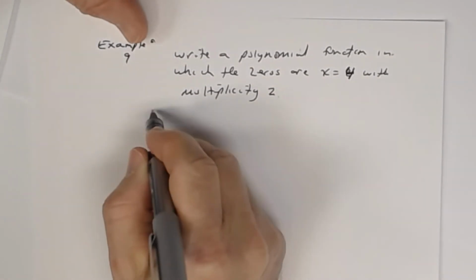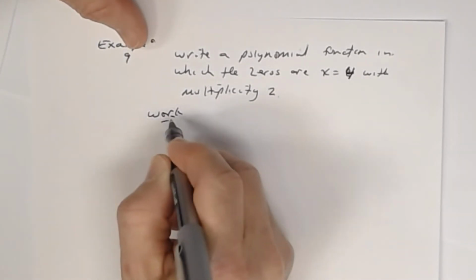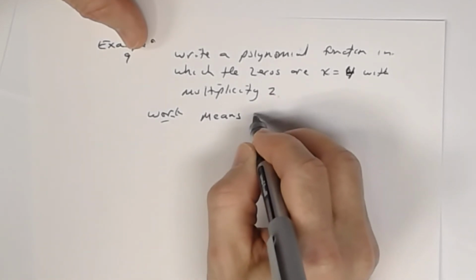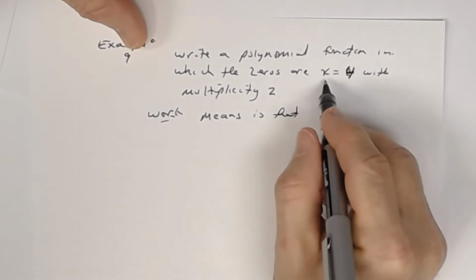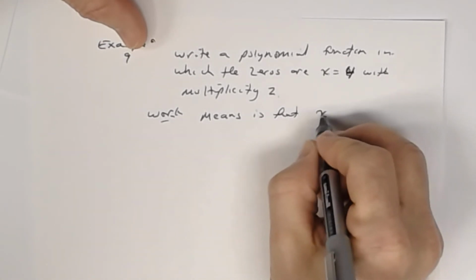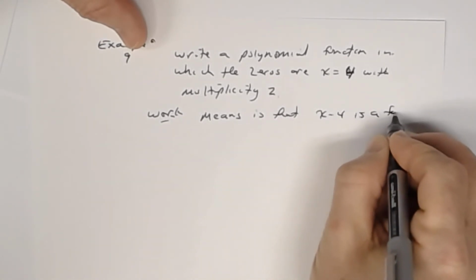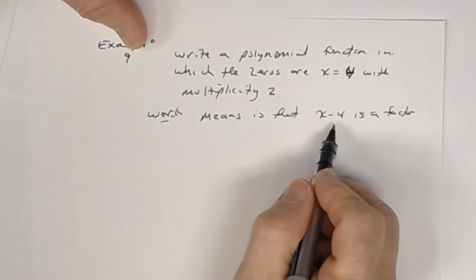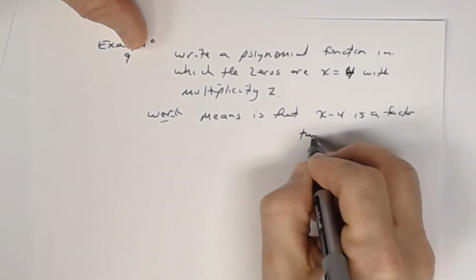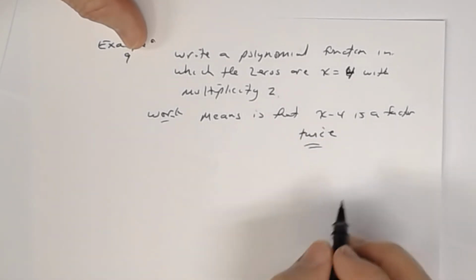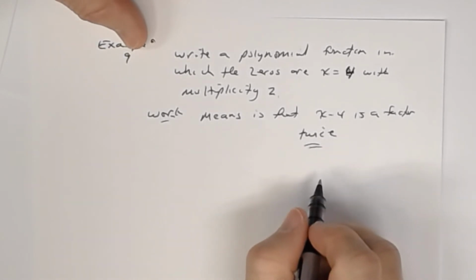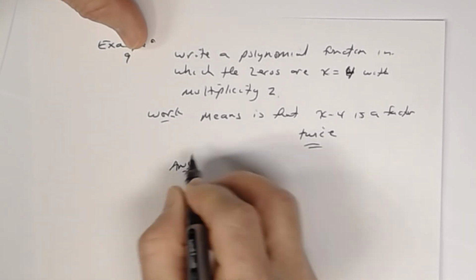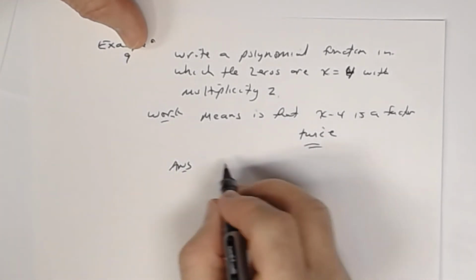So what this means, so this is your idea in terms of work, is that if x equals 4 is a 0, then x minus 4 is a factor, right? So multiplicity 2 means that x equals 4 is a factor twice. That's what that means. x minus 4 is a factor twice. Okay? So your answer, and I didn't indicate what notation to use, so I'm just going to call it f of x.